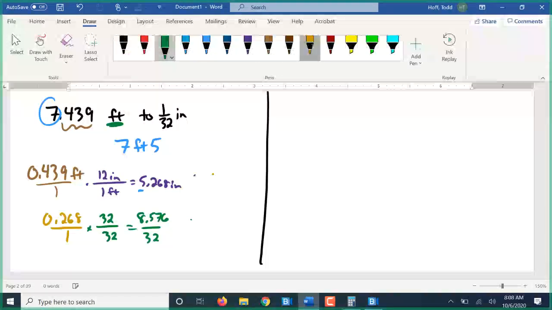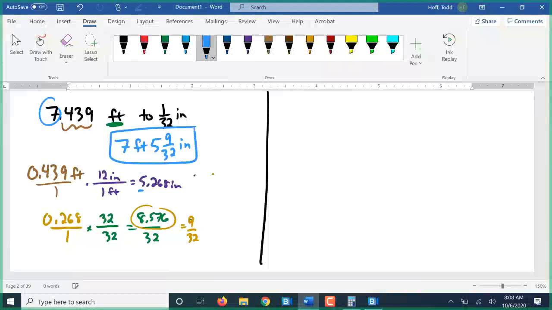Well, this 8.576 is between 8 and 9. It's closer to 9, so that's 9/32. This is 7 feet 5 and 9/32 of an inch. So we started with feet and converted to the nearest 32nd of an inch. Feet, inches, and 32nd.